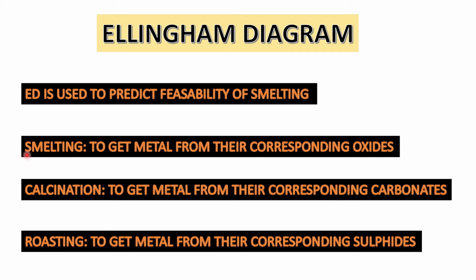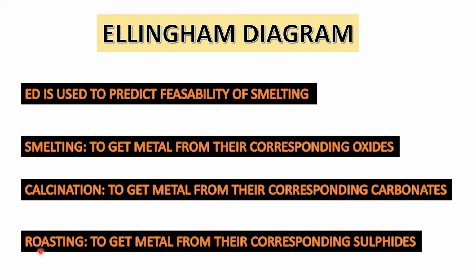First of all, what is smelting? Smelting is getting the metal from the corresponding oxides. If you have metal oxides and you are reducing those metal oxides to get the metal, then it is smelting. But sometimes you also use the process of calcination to get the metal from the ore. Why? Sometimes you are not having oxides, but you are having the carbonate. Whenever you are getting the metal from the carbonate, this process is known as calcination.